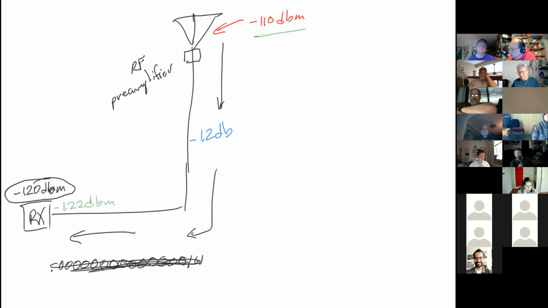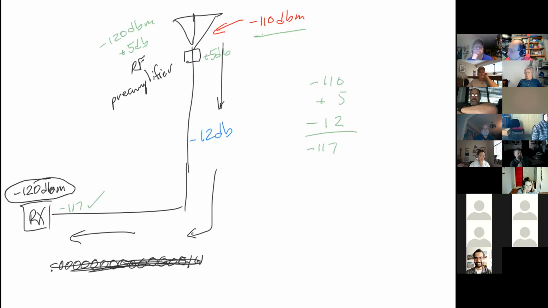So my solution here is, if I can put a preamplifier here that has a gain of, let's say, plus 5 dB, and it's sensitive enough to pick up things down to minus 120 dBm. Okay, well now I have a plus 5 dB thrown in here. Now add them up again. Minus 110 plus 5 minus 12. What do I get? Minus 117. Which picks up. And I'm good. And now I can hear it again.